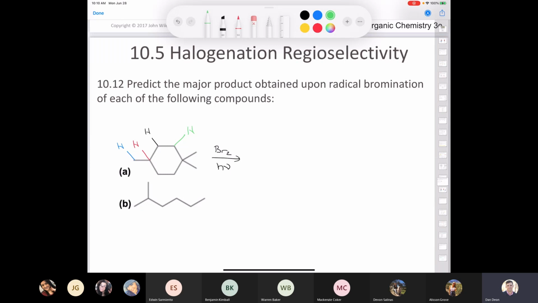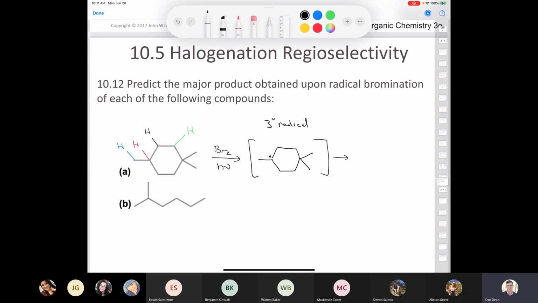Okay. So that was a lot of me talking for something that I knew you would get pretty quickly. It's going to be the one in red, isn't it? Because that's the one that's going to produce the most stable radical. If you don't believe me, let's draw it. It's not asking us to draw the intermediate, but it's kind of fun to do that. So let's pencil that intermediate in here. There you go. It's a tertiary radical.